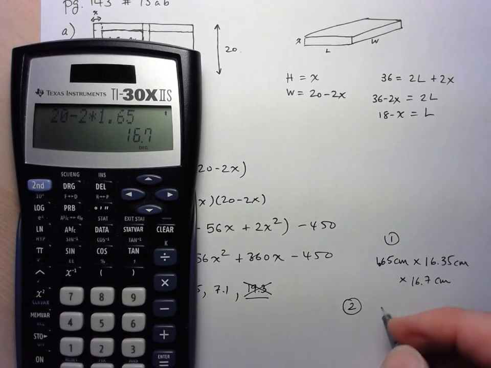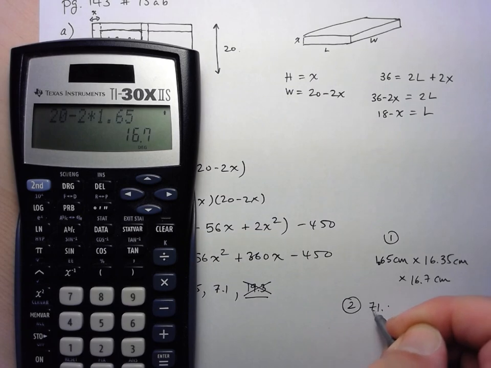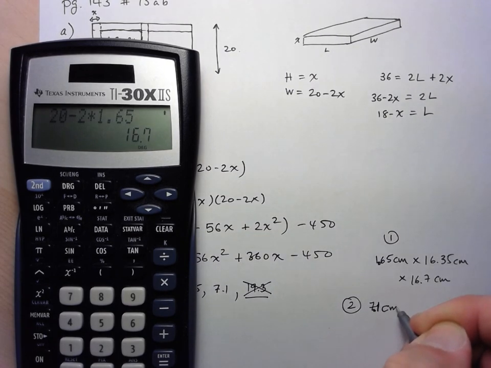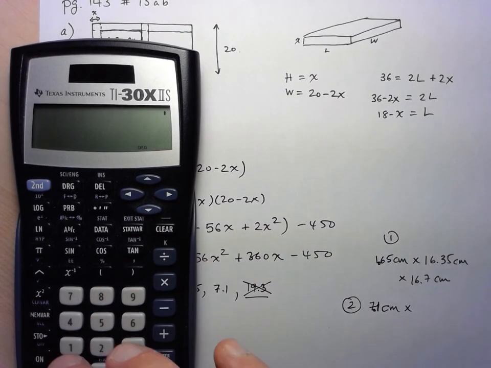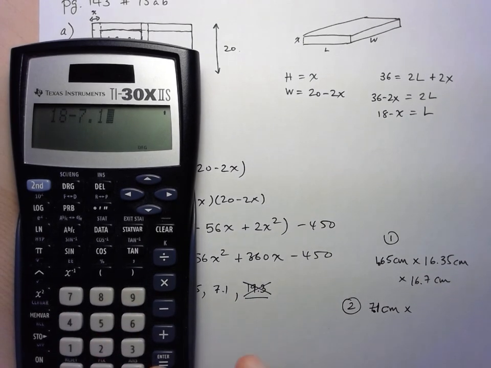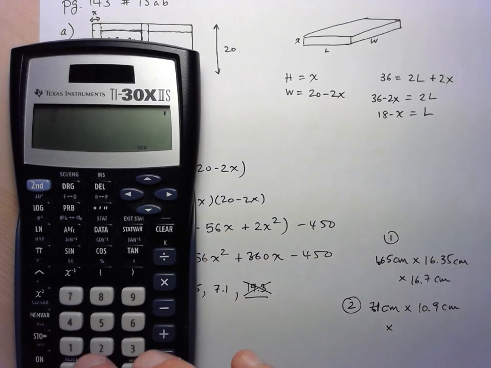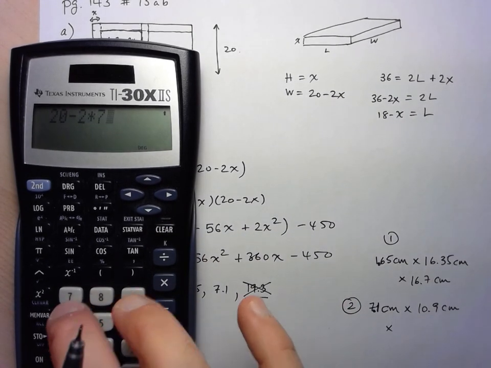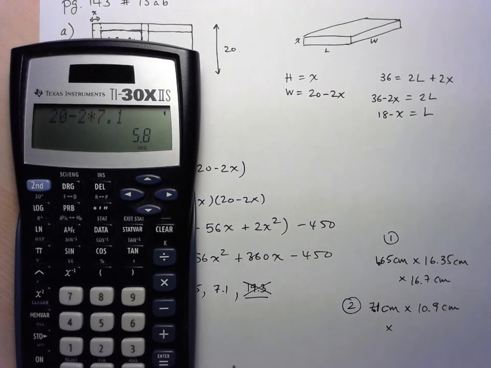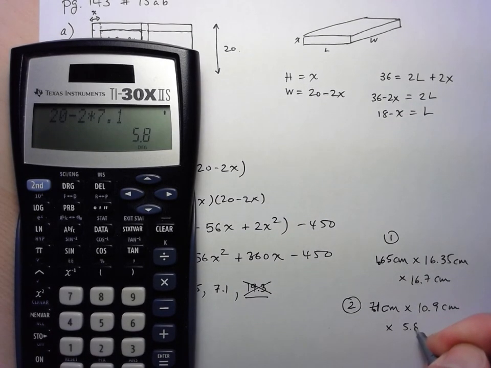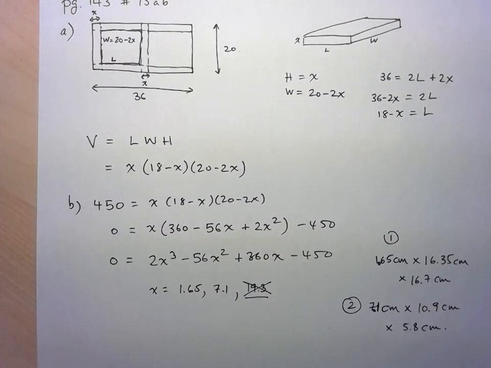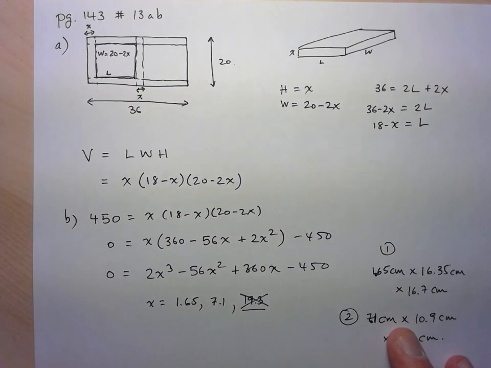And then box 2, the other possible dimensions I could have for this volume, we do the same thing now. So we've got 7.1 centimeters by, and 18 minus 7.1 is equal to 10.9 centimeters by, and 20 minus 2 times 7.1 is equal to 5.8 centimeters. Okay, so two possible boxes that achieve the same result.